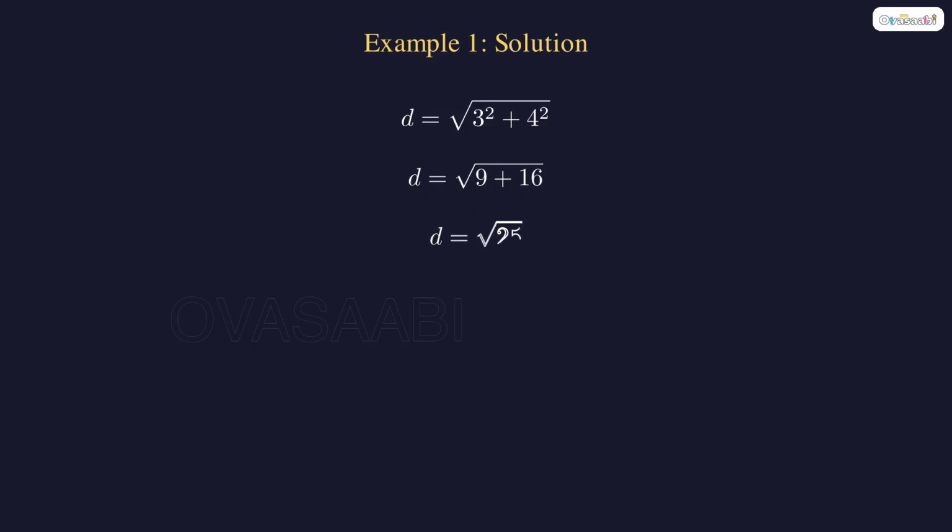Substitute into the formula. 3 squared is 9. 4 squared is 16. 9 plus 16 is 25. The square root of 25 is 5. So the distance is 5 units.